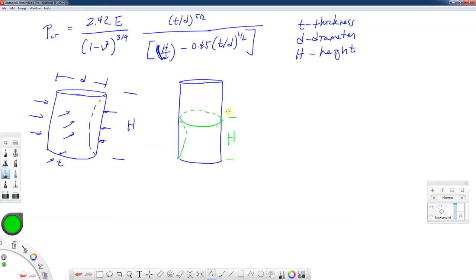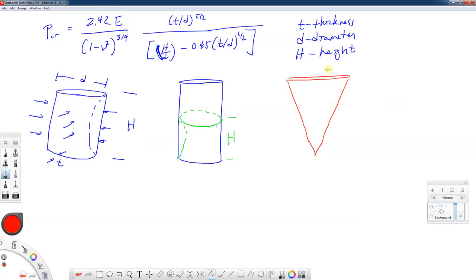Now, there's a method of being able to take this cylinder and transform it into a cone, or rather take the cone and transform it into the cylinder. And that approach, let's use a different color, would use an effective diameter of the cone.